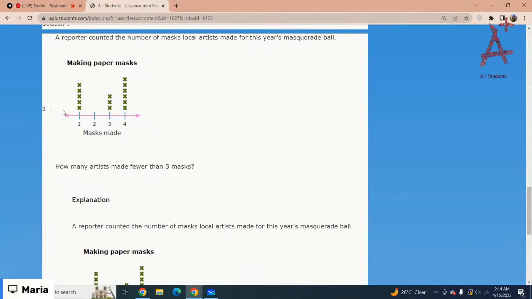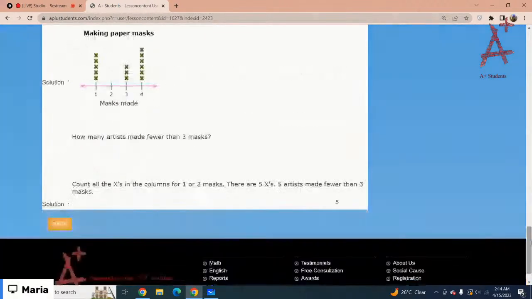For two, it is 0, 1, 2, 3, 4, 5. That means just five people. Got it? So the correct option is five.